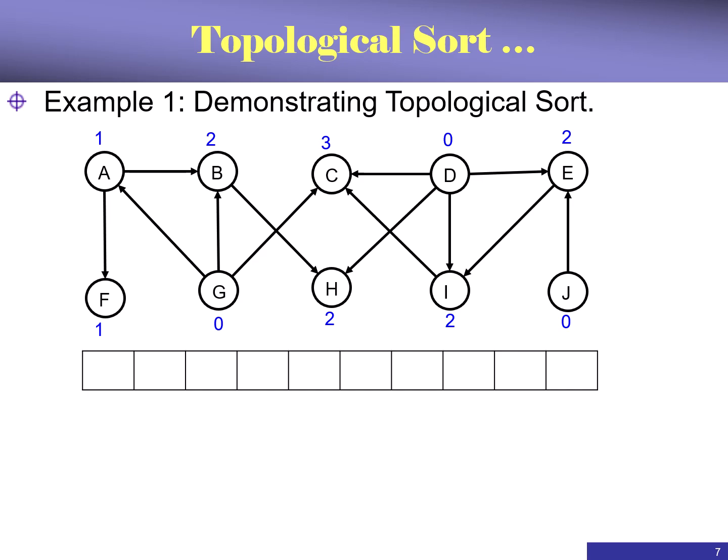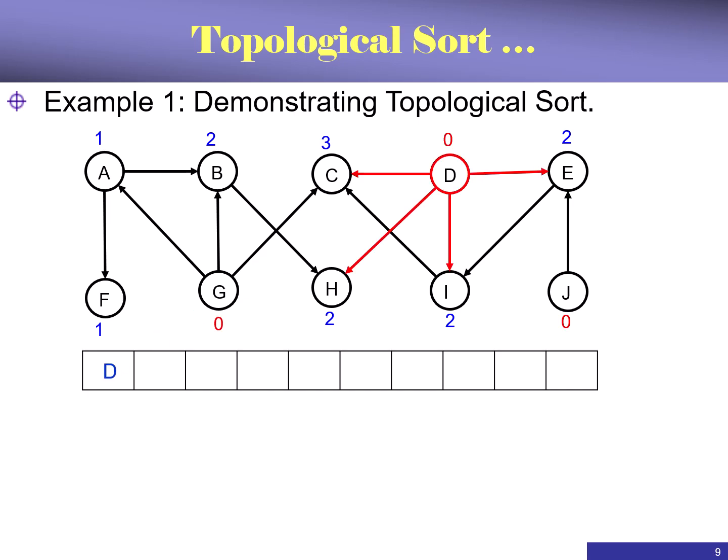Okay. So now you calculated the in-degree of these vertices, and the algorithm says you need to identify a vertex with 0 in-degree, and then add it to the sorted array. Here we found 3: D, G, J. You can visit them in any order, but to get a unique result, we are going to visit them in alphabetical order. So D comes first. So let's visit it.